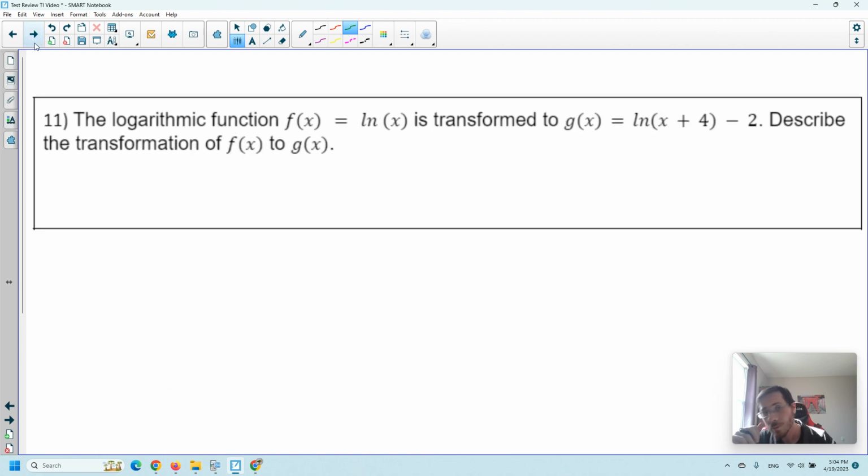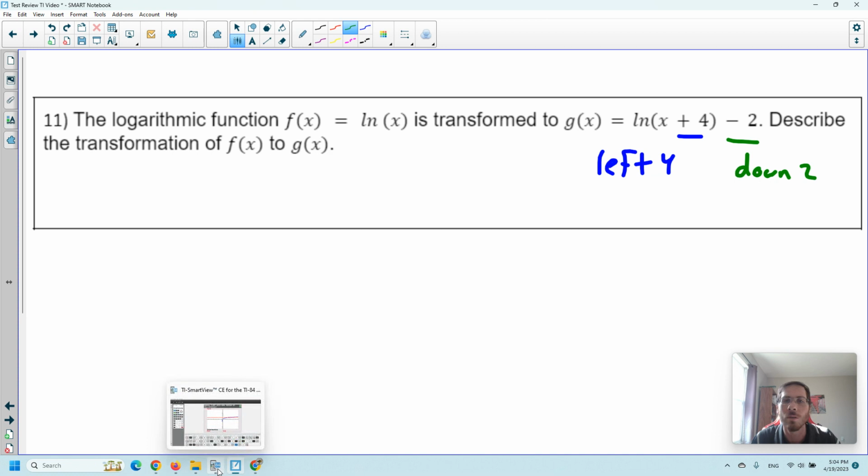For 11, the log function ln of x is transformed to ln of x plus 4 minus 2. Describe the transforms. So here I see I've got the plus 4 on the inside. That means that we're going to the left 4. I see I've got the minus 2 on the outside. That means we're going down 2. And that's it. That's the full answer.